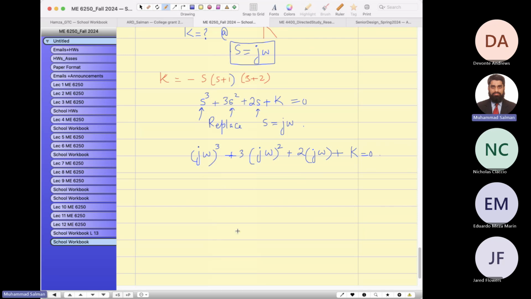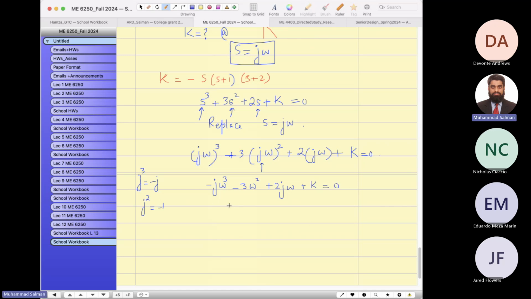Now guys, these are real and imaginary parts together in this equation. So what you have to do, separate the real part from the imaginary part, and do the work. So let's first of all open this. So j cubed, j to the power 3 equals negative j. j squared equals negative 1, and j of course will remain. So can I write down negative j omega cubed? This is negative 3 omega squared. This is positive 2j.